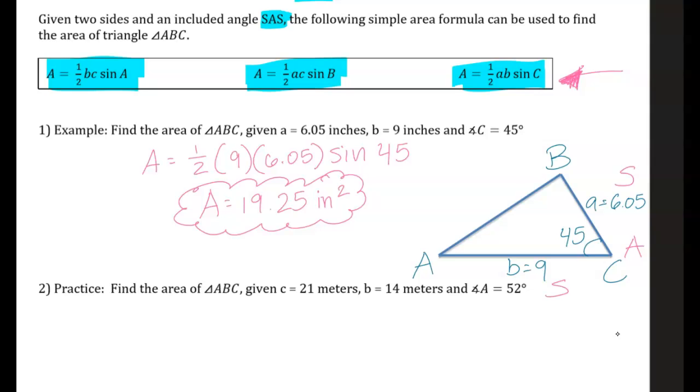Notice it would have been impossible here to find the height. There was no way that I could have found the height. So that's why we use these formulas.